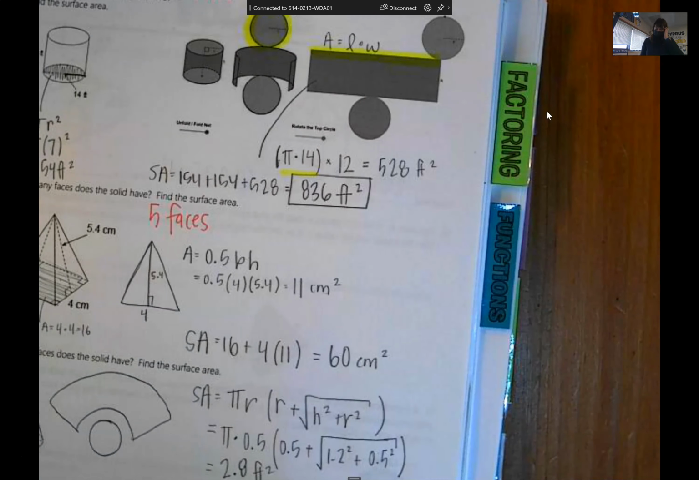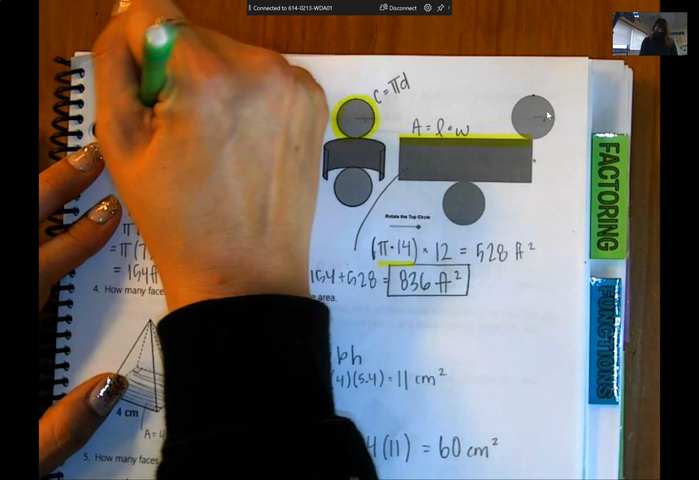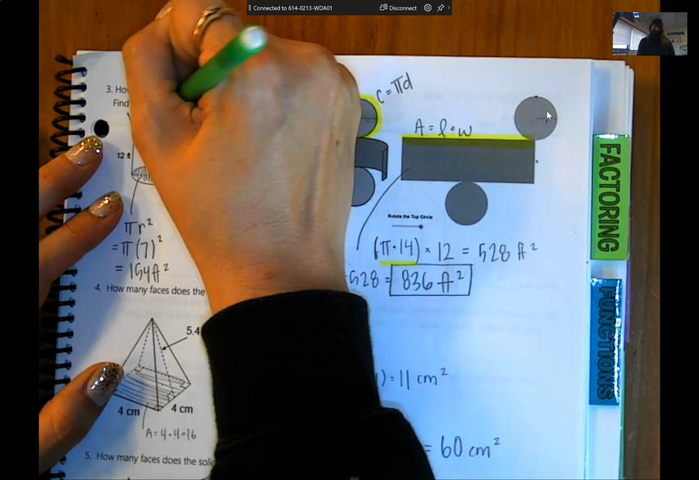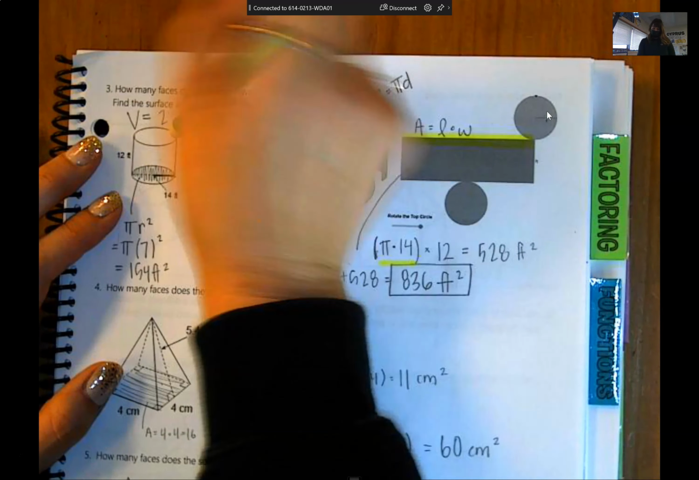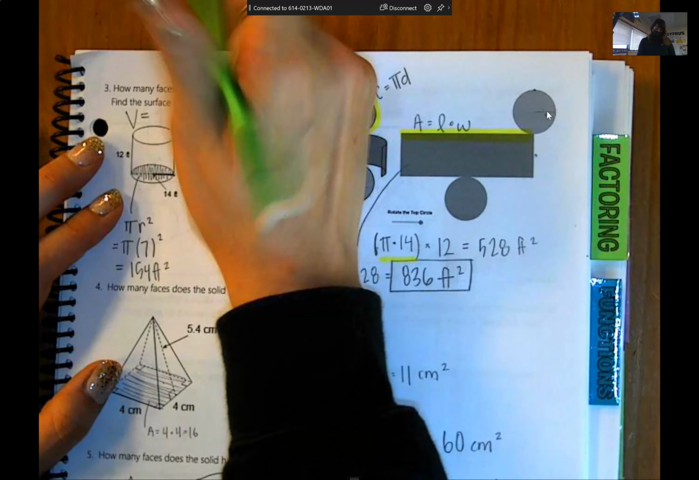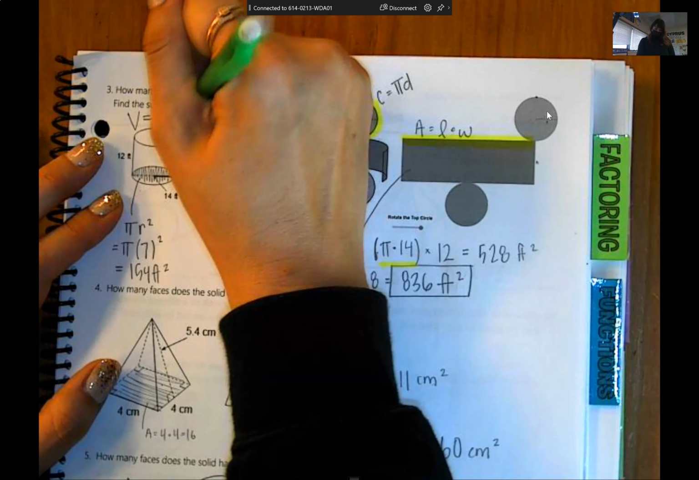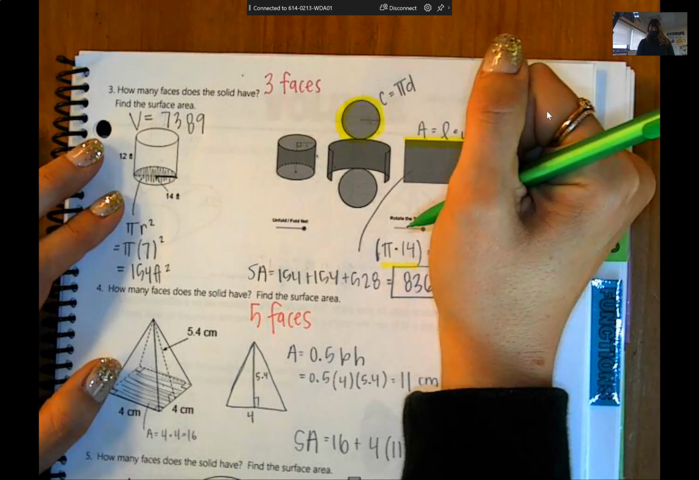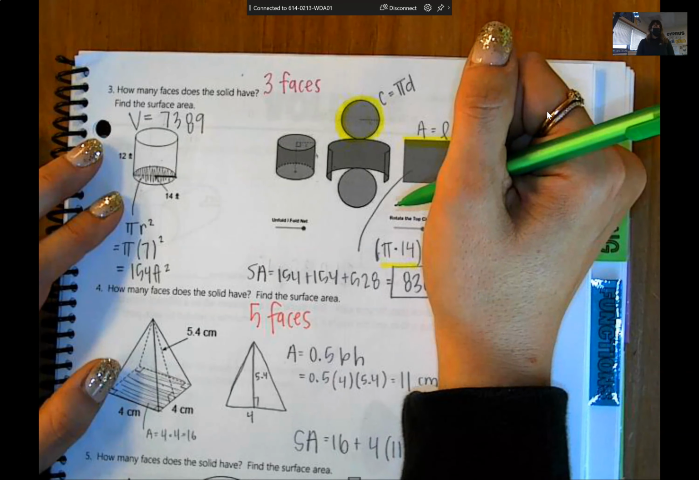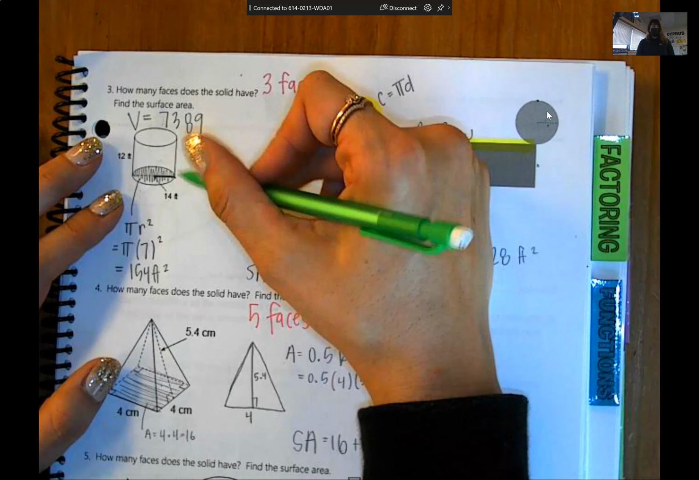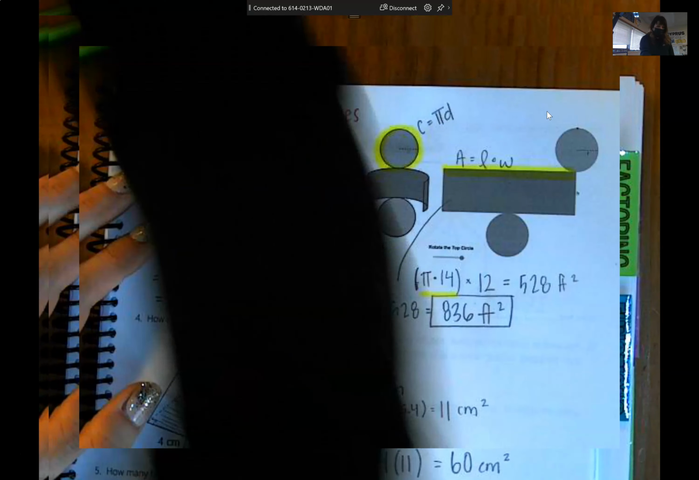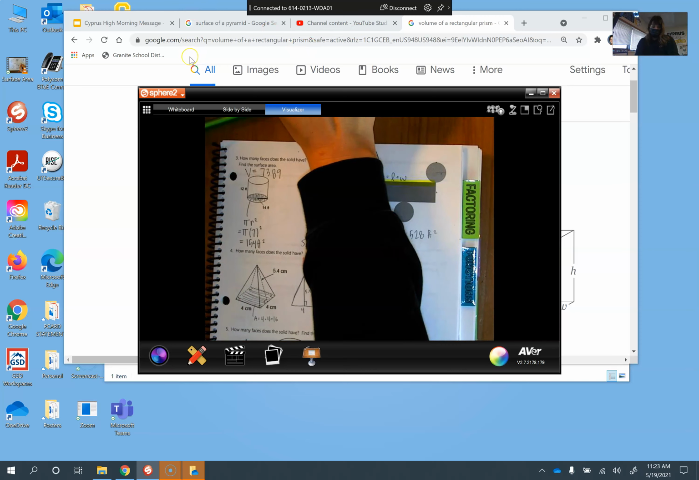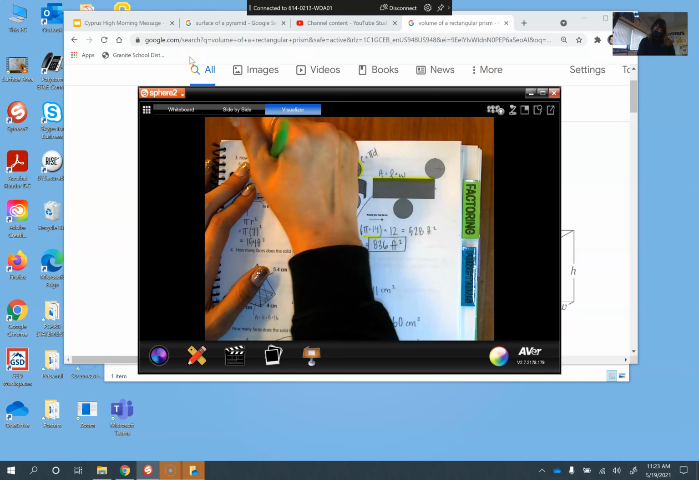Okay, so you guys tell me what was the volume for the cylinder? Was it a 2? What was it? 7389. Is that what you guys got? Did you type in 7 for the radius? Uh-oh. I got 1847.